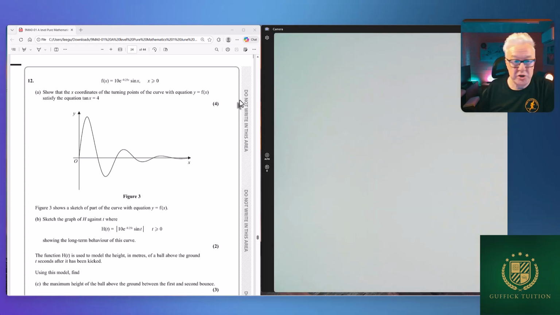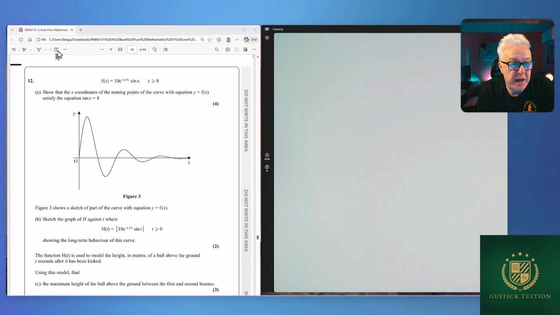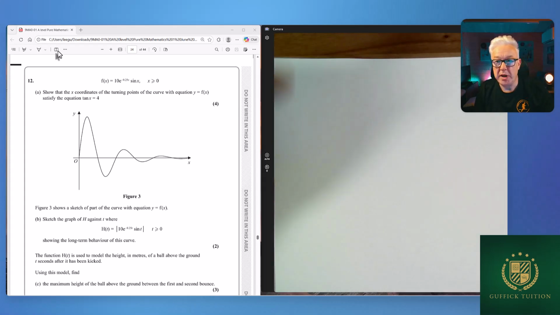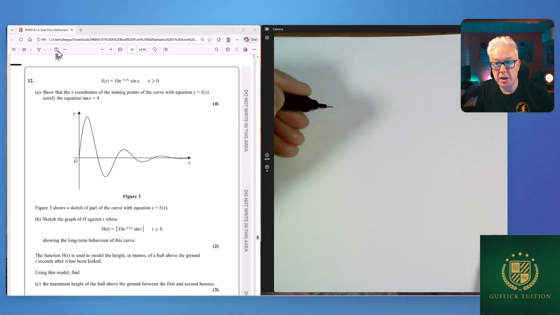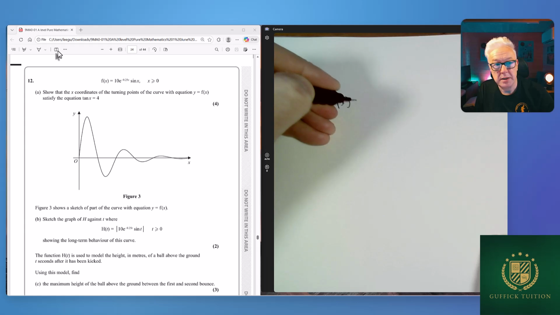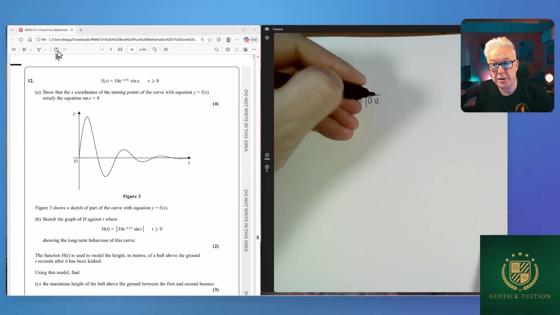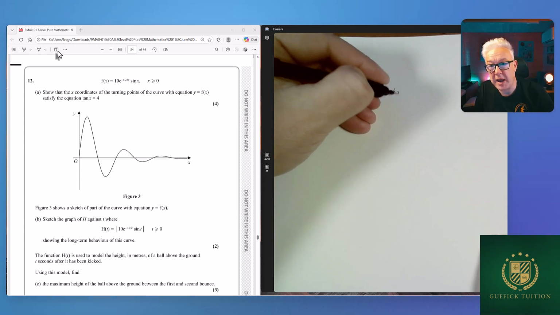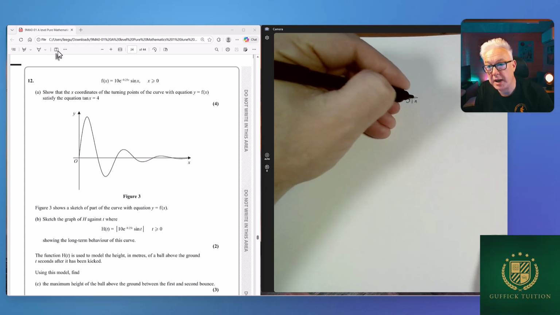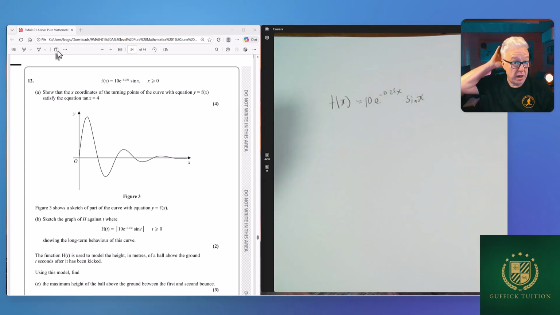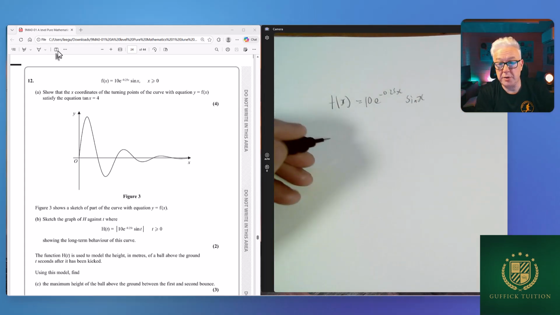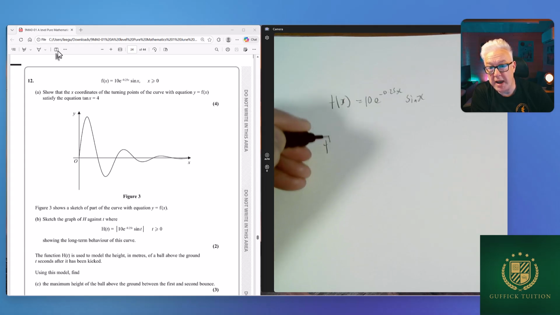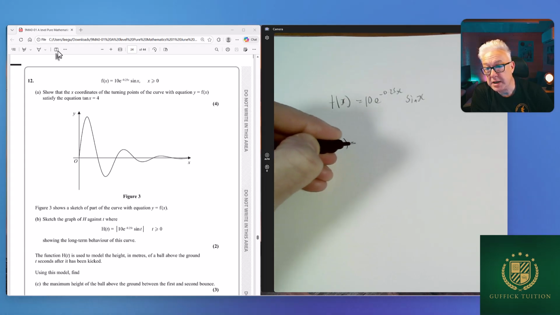Hi, we've got a nice differentiation question here. It says, show that the x-coordinates of the turning points of the curve with the equation y equals f of x satisfy the equation tan x equals 4. So we have our equation f of x is equal to 10e to the minus 0.25x times sine x. The turning points are going to be where f dashed of x is equal to 0.